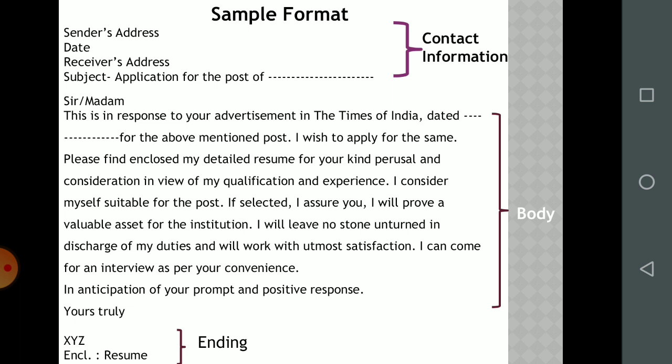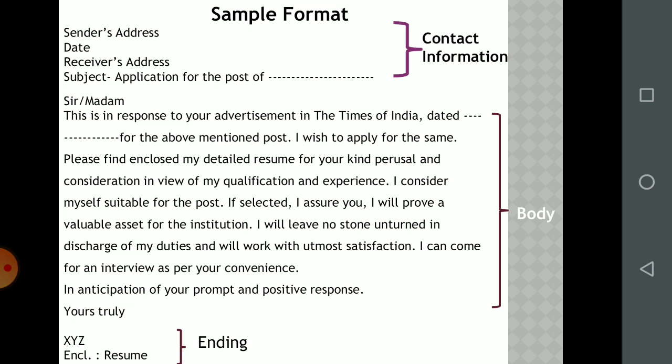So let's see receiver's address. Then comes subject, that is application for the post of, you can fill in the post which you are applying for. Then salutation, that is sir or ma'am, and thus begins the body of the letter. This is in response to your advertisement in the Times of India dated. Here you have to put the date.